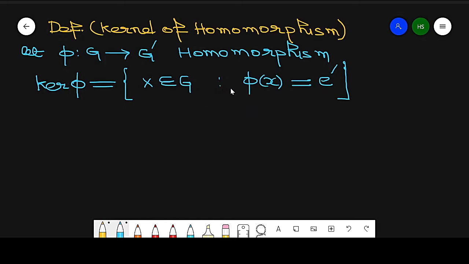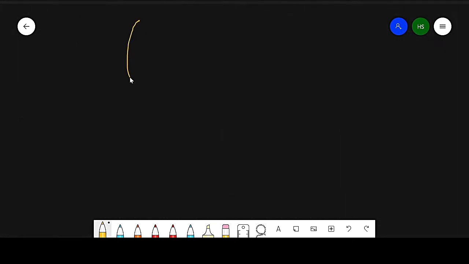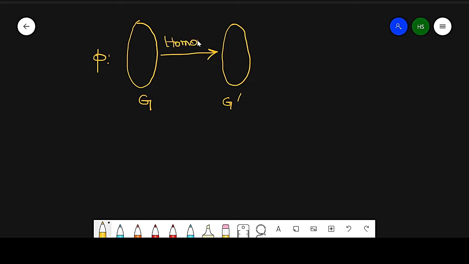So this is called the kernel of homomorphism or kernel of phi, where E dash is the identity of G dash. For example, if I take this group G and this group G dash, and this mapping phi from G to G dash, which is a homomorphism. So the kernel of phi are those points whose image is equal to E dash.